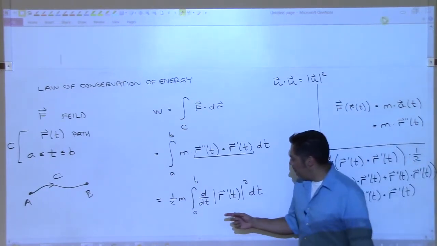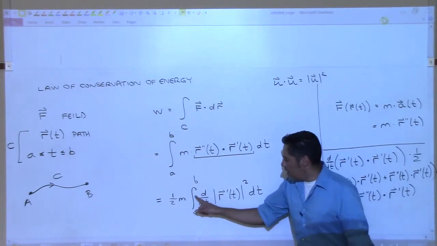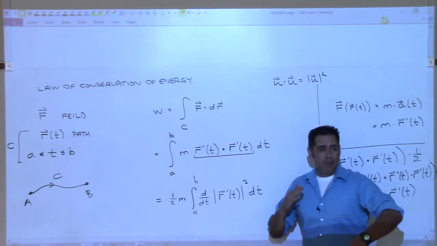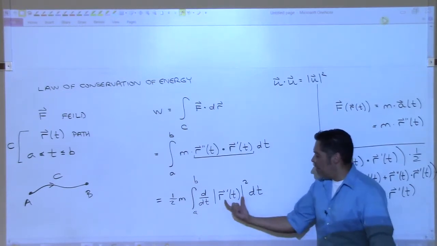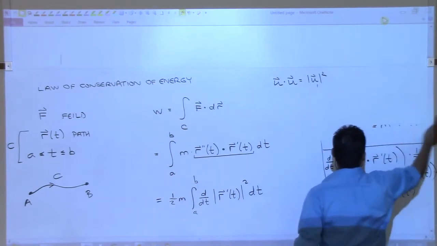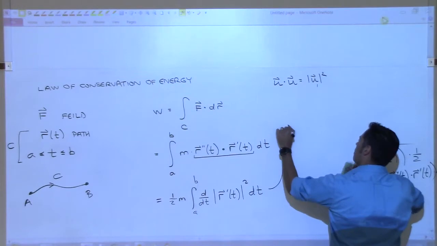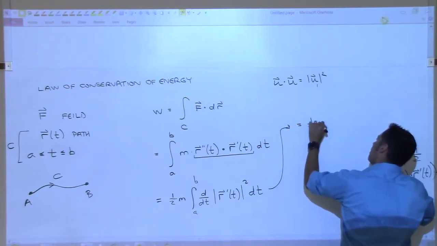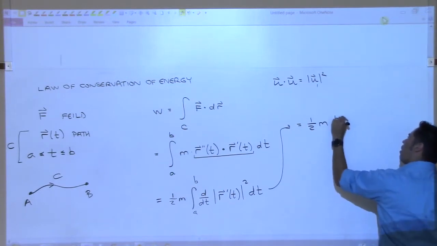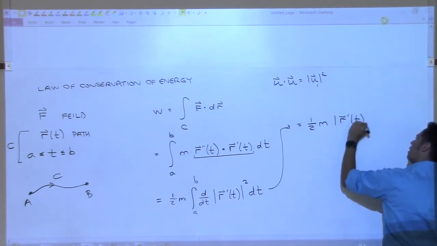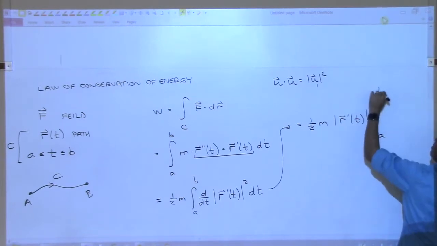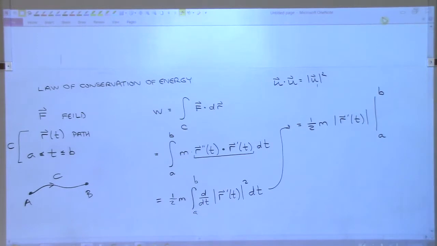You're integrating the derivative? Yeah, I'm integrating with respect to t the derivative with respect to t. So they're going to offset each other, and all that's going to come out is this piece, right? So what we have now is that this should be equal to 1/2 mass, and then the magnitude of r prime of t, and then evaluated at the 2 endpoints, right?